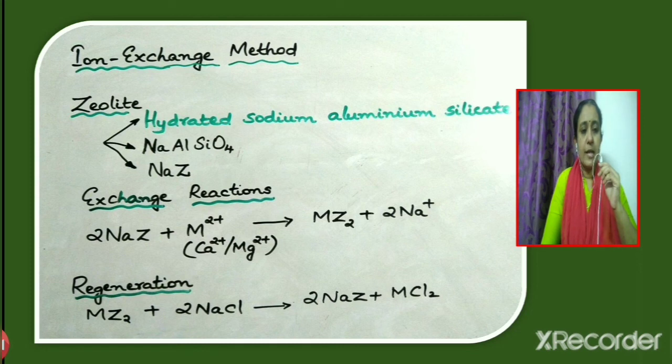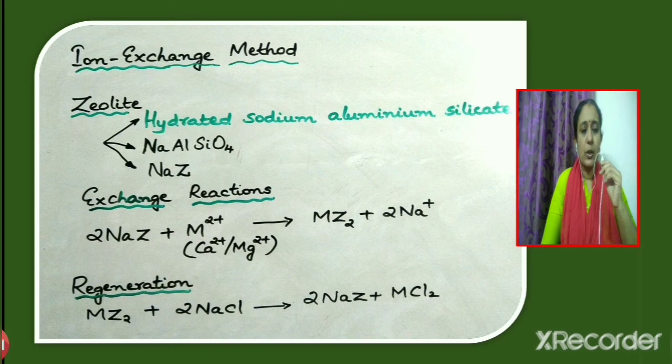Now when zeolite is added to hard water, exchange reactions will take place. Sodium ions present in zeolite will be exchanged with the calcium or the magnesium ions present in hard water. Thus all the calcium or the magnesium ions present in hard water will be incorporated into the zeolite by the replacement of the sodium ions present in zeolite. So we can write the equation as 2NaZ + M2+ gives MZ2 + 2Na+. So now the zeolite will be containing calcium or the magnesium ions.